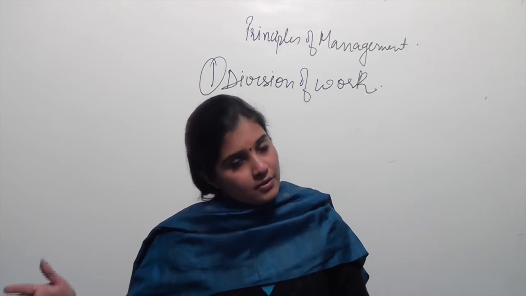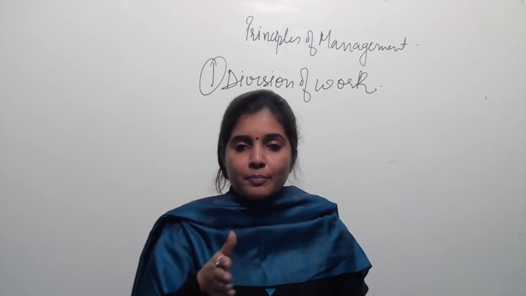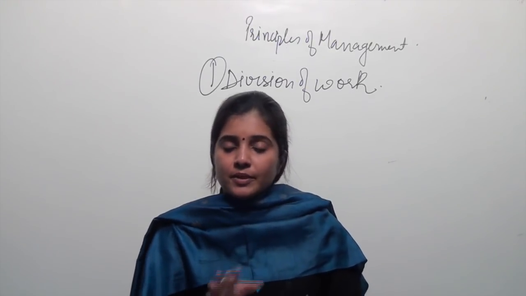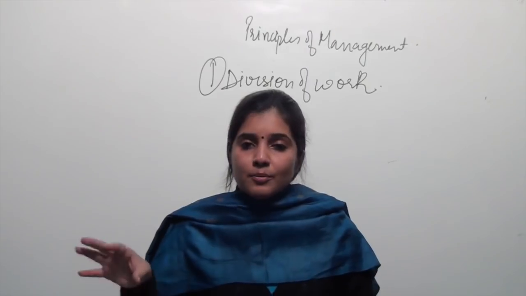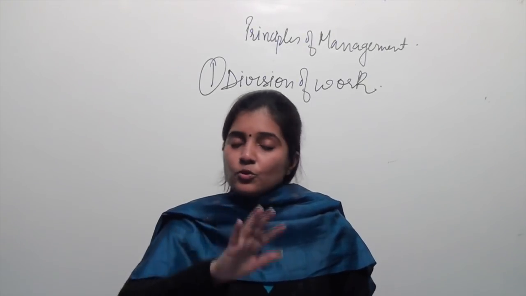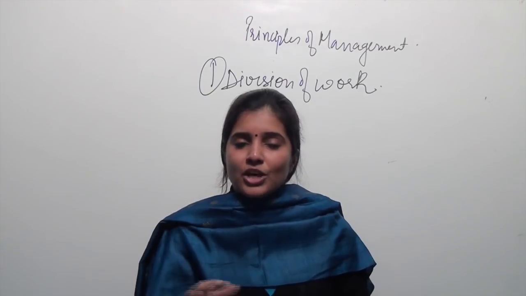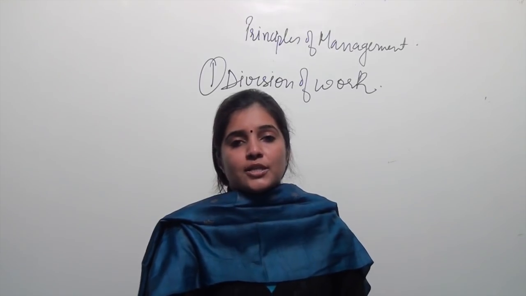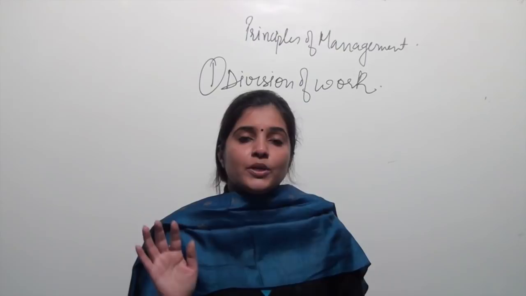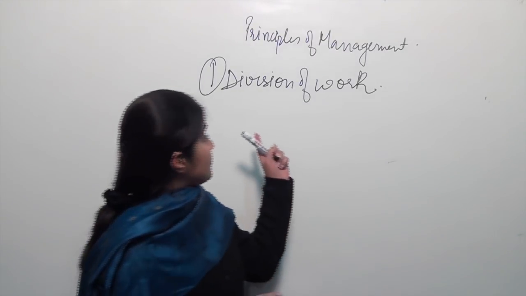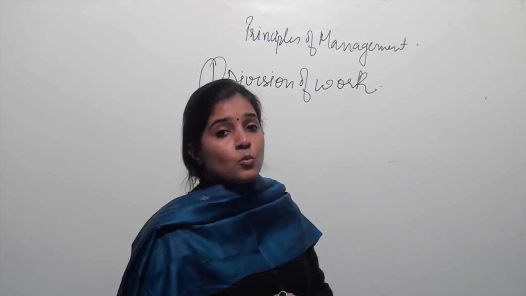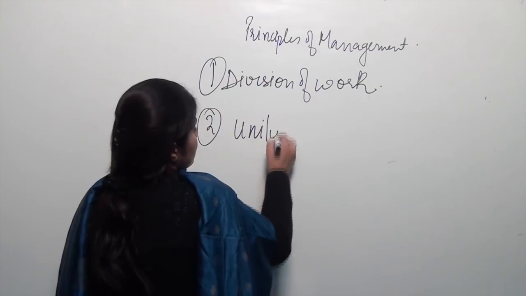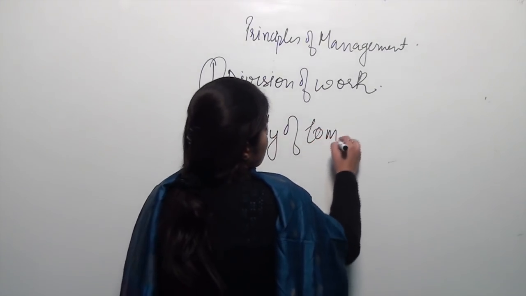Same goes with the organization also, right? You have different departments. Why is it that you have production department, you have selling department, you have marketing department, you have HR department? Different departments are there. Why is it so? Because we want to divide. You can't be master of all, jack of all trade is master of none. So basically, whatever is your line of specialization, you are only going to be doing that. This is your first principle, that is division of work. Second comes unity of command.